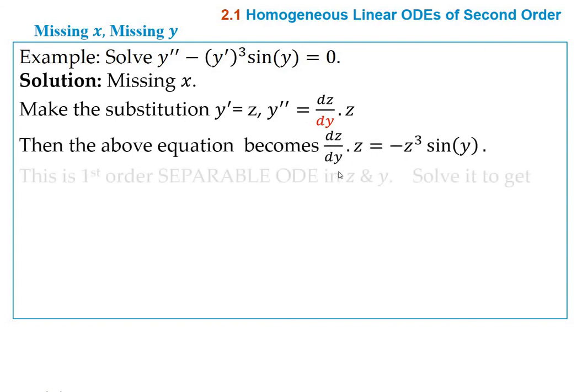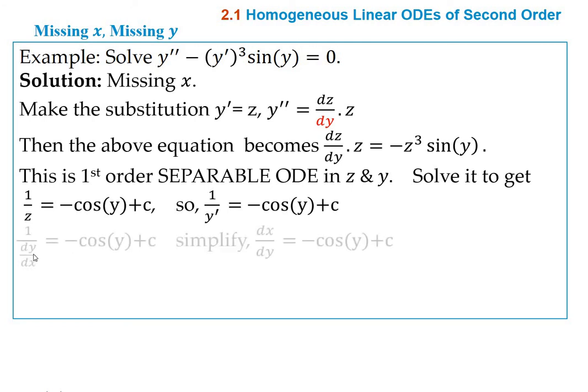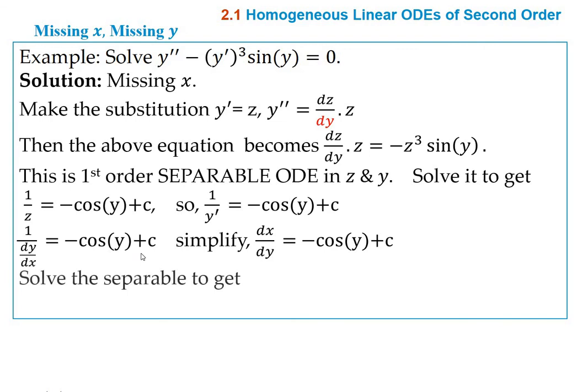If you move those around, you can see this is separable, and solving this ODE, you'll be able to get 1 over z equals minus cosine y plus c. But z is equal to y prime, so I'm going to write y prime, and y prime is dy over dx. Here we go. And if you clear this fraction, we're going to write it as dx over dy, and again this is separable. Move dy over there and integrate, and you will be able to get the final answer, which is x equals minus sin y plus c1 y plus c2. And you can see that I already solved my original equation.